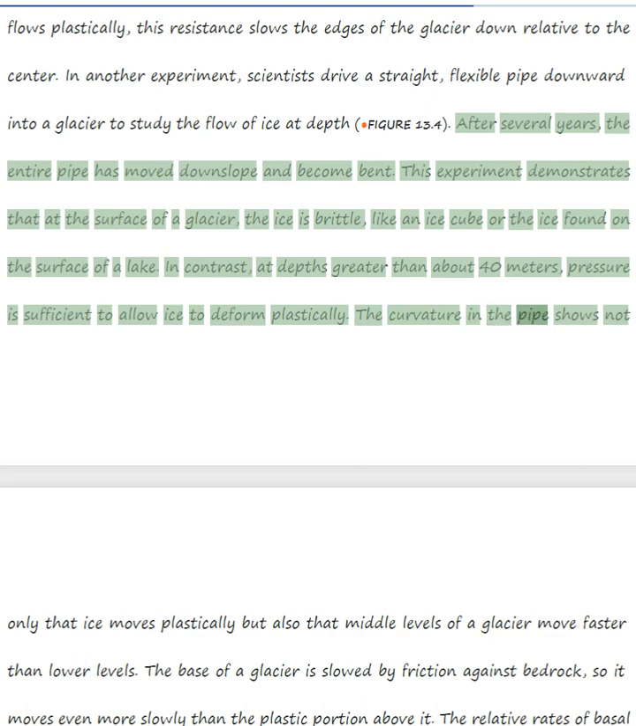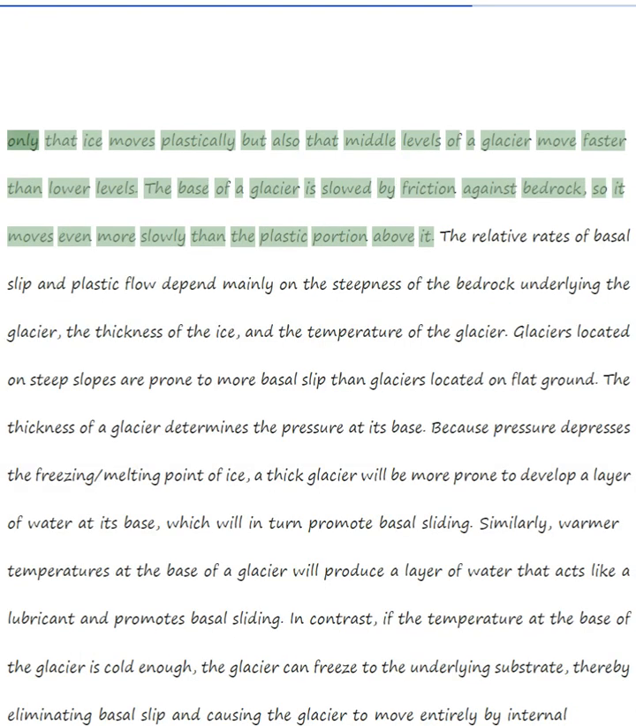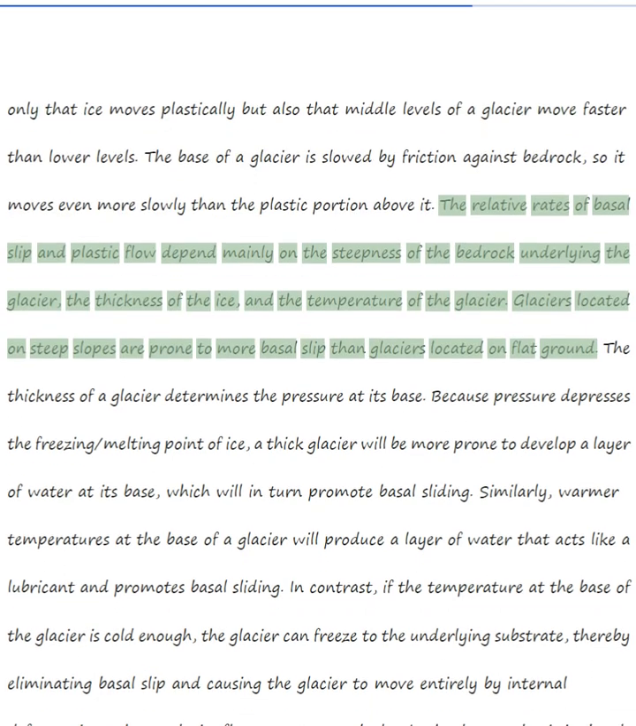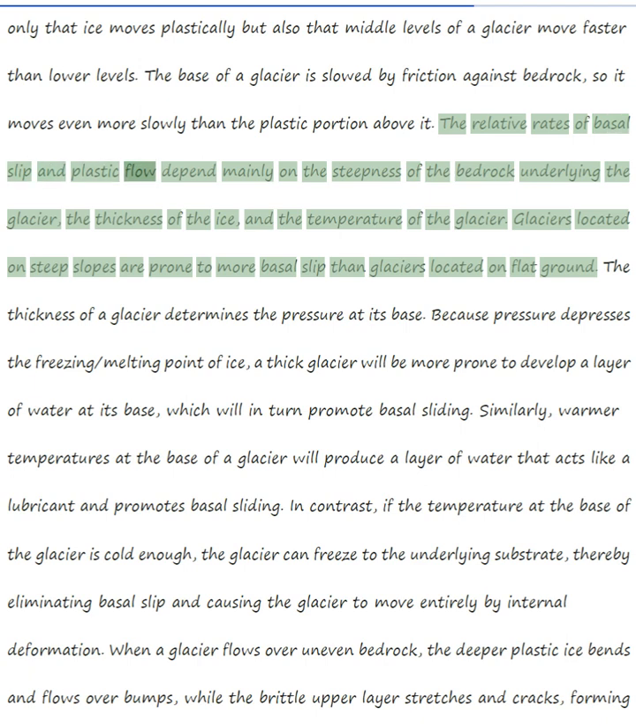The curvature in the pipe shows not only that ice moves plastically but also that middle levels of a glacier move faster than lower levels. The base of a glacier is slowed by friction against bedrock, so it moves even more slowly than the plastic portion above it. The relative rates of basal slip and plastic flow depend mainly on the steepness of the bedrock underlying the glacier, the thickness of the ice, and the temperature of the glacier.